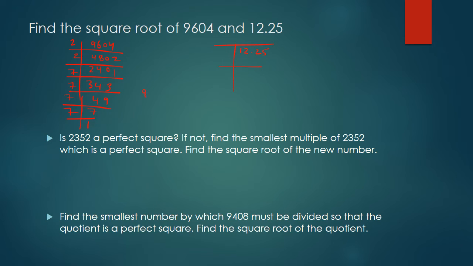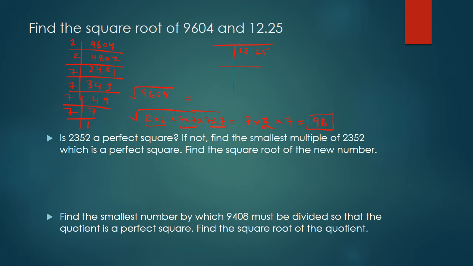Because this is 9604, the square root of it will become 2 into 2 into 7 into 7 into 7 into 7. Now this 2 will become unpaired when it comes out of the square root. So 7 7s are 49, 2 2s are 98. It is the perfect square of 98.